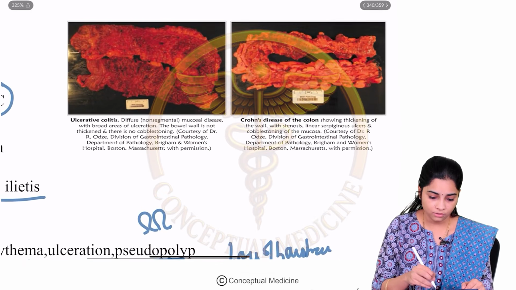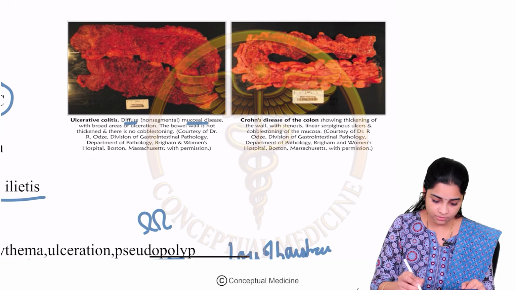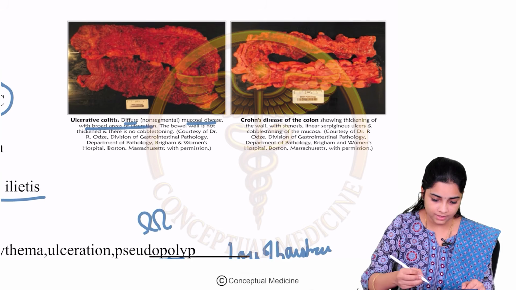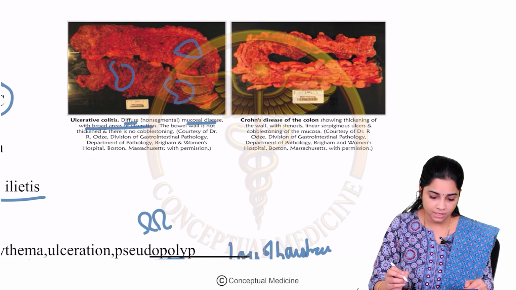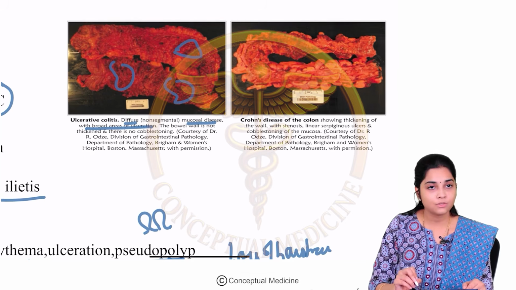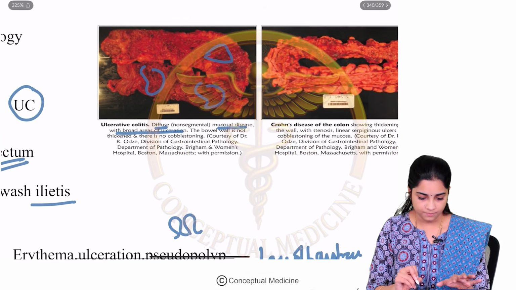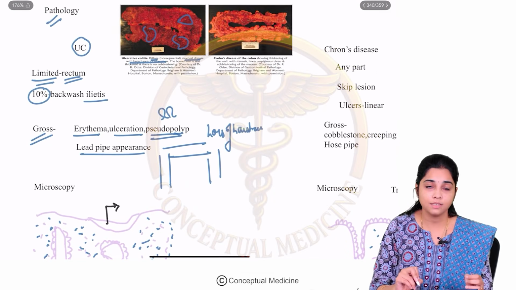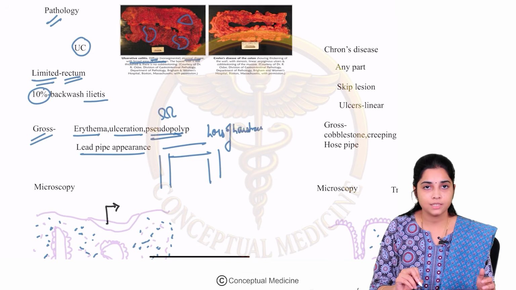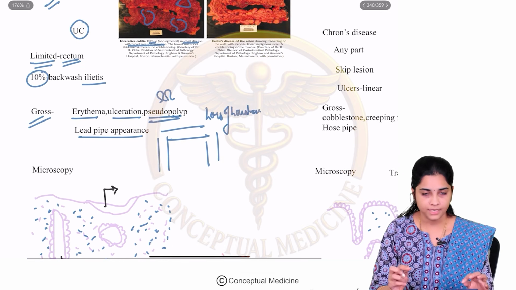So, this is your gross photo of ulcerative colitis. You can see that this is diffuse mucosal disease with broad areas of ulceration. These are your ulcers. You can see the red patchy friable ulcers. There is no cobblestoning, there is no bowel thickening. Those are all features of Crohn's disease. So, the characteristic features that you have to remember is that this is a limited disease. There is erythema, ulceration, there can be pseudopolyp formation and lead pipe appearance as well.